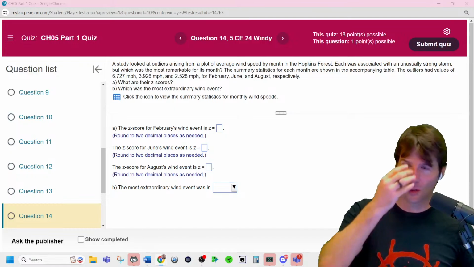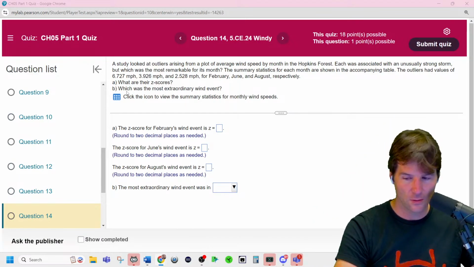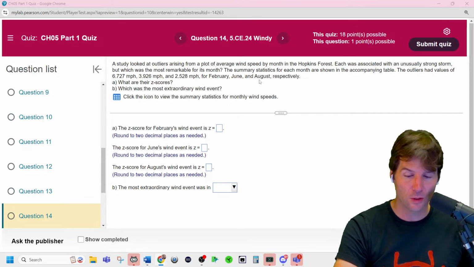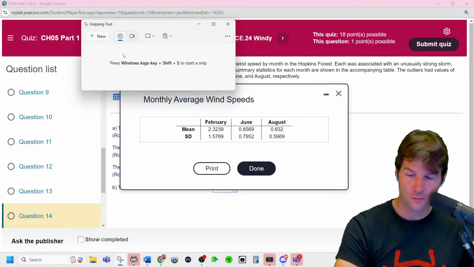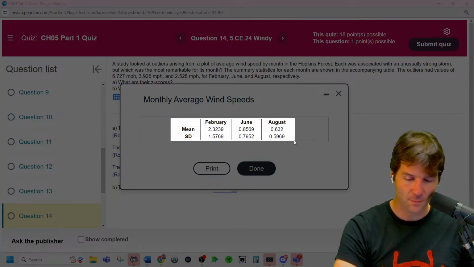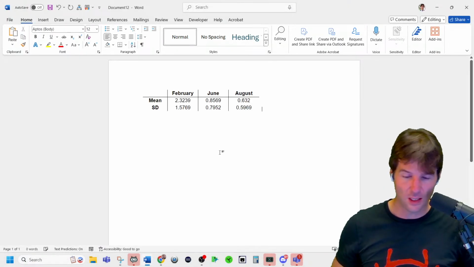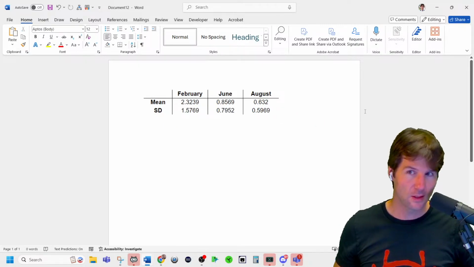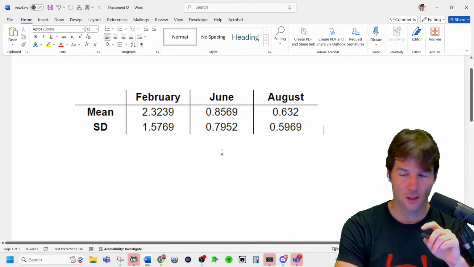Okay. So let's take a look at what the question has. They're recording the wind speed, and the outliers had values of 6.727, 3.926, and 2.528. This is for February, June, and August respectively. Then they give you the mean and the standard deviation for all of these months. Now, here's where we run into small issues, not big ones. Every single mean is a what in notation? Think about the notation for mean.